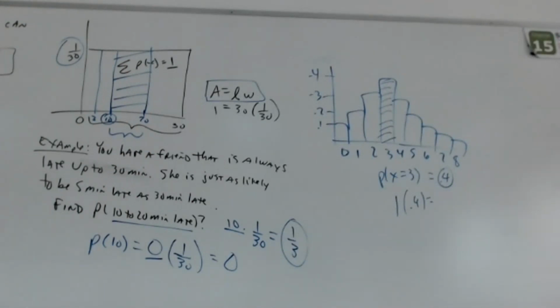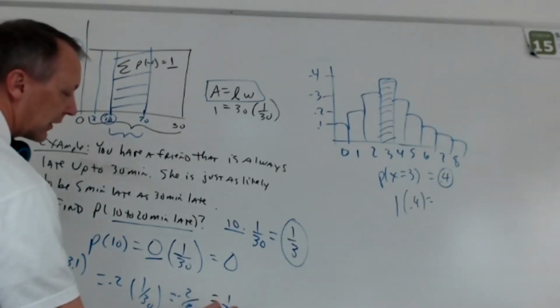Is not between 10 and 20? Why would that happen? I could say the probability that x is between 2.9 and 3.1. What would that be? What's my length? 0.2. What's my width? 1/30. So 0.2 over 30, whatever that is, which is 2 over 60, which is 1/30. Is that right? No, 2 over 600. 1/150. There you go.